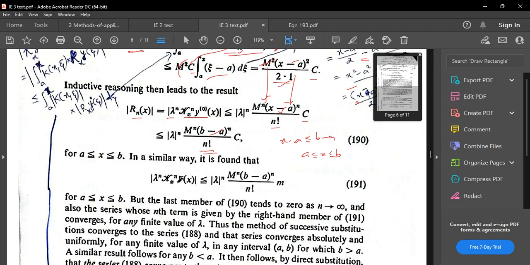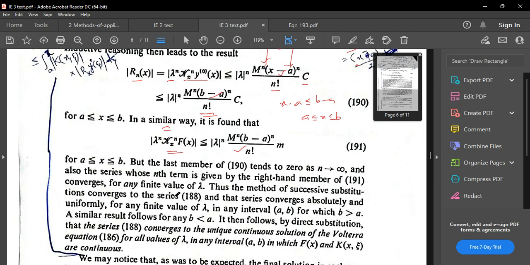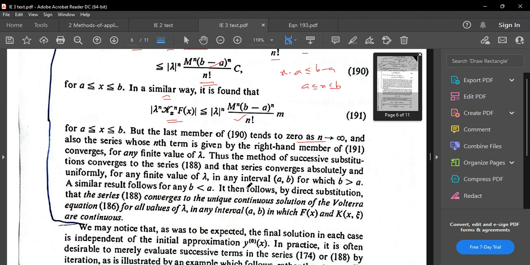So in a similar way as earlier we have found this less than or equal to this one, and this series tends to 0 as n tends to infinity, and the similar results follow, it converges under this condition. This condition will be mod lambda less than or equal to this.